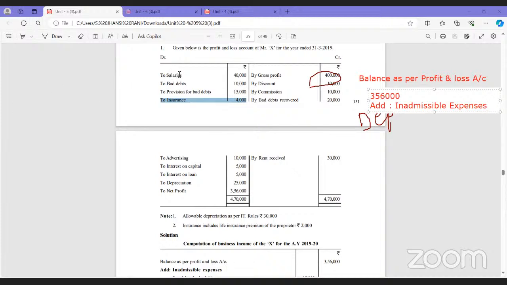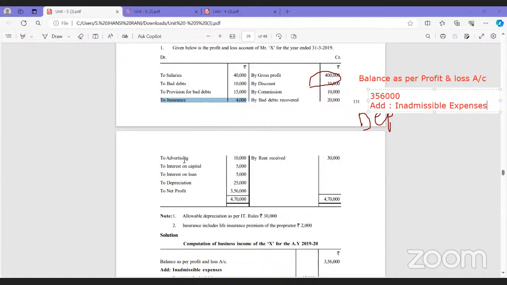Look here, salaries is a business expenditure, so it will not come. Now, bad debts provision. What I said, any provision is an inadmissible expenditure. So provision for bad debts. Insurance also. Why? Because in the insurance, the LIC, that is the life insurance premium of the owner, is there. How much is it? 2000. So in this insurance, 2000 is inadmissible expenditure.